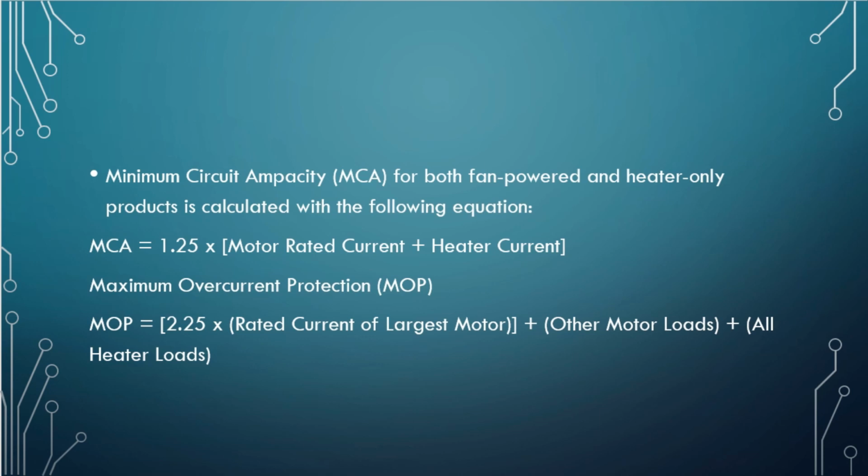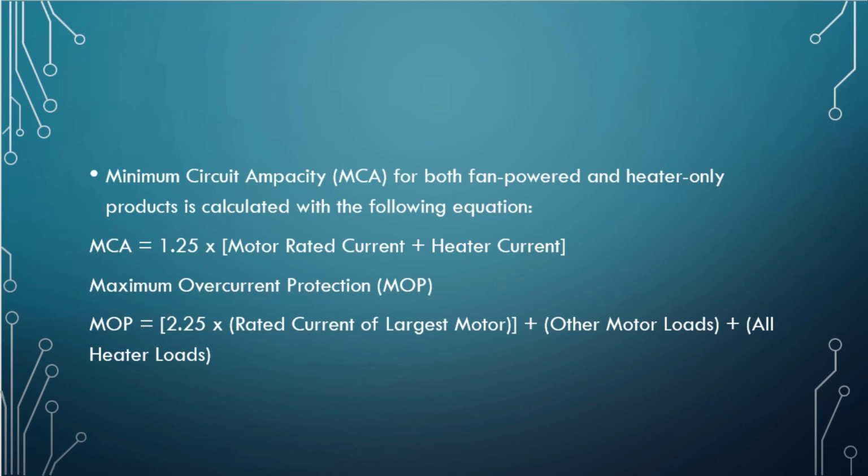So as you can see in here, the minimum circuit ampacity for both fan power and heater only products is calculated with the following equation. MCA equals 1.25 times the motor rated current plus the heater current.